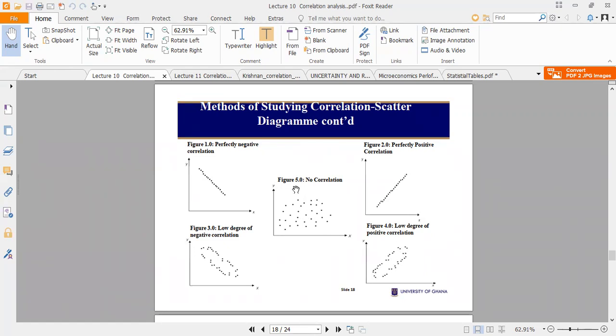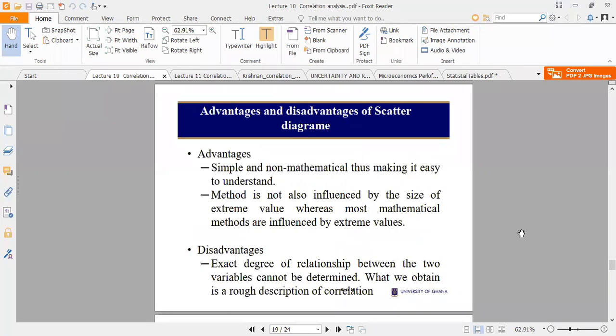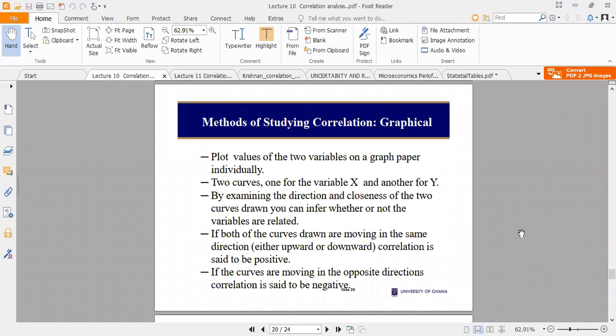If you draw a scatter diagram and you get something like this, this means there's no relationship between X and Y. You can't even know what happens to X when Y is increasing, or what happens to X when Y is decreasing. So when it happens like this, we say that there's no correlation between the two. So that's how we use the scatter diagram to know the relationship. Please, advantages and disadvantages, you can go through those.